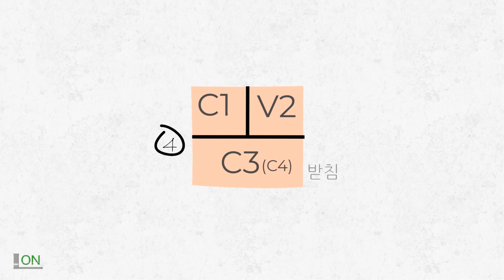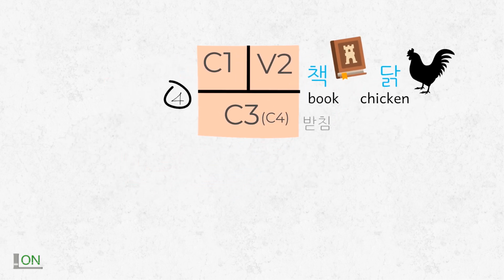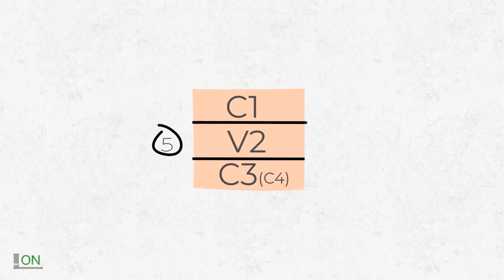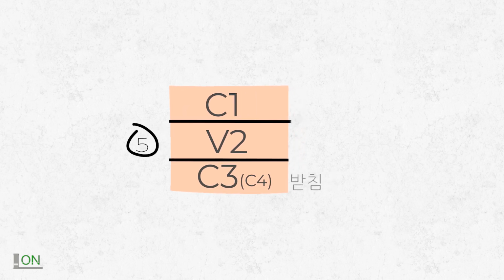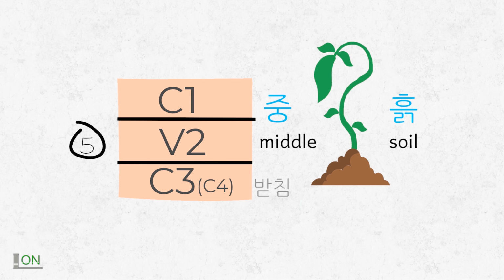So now let's look at some examples. 책 means book. 닭 means chicken. Let's look at the fifth block. On the top you can see C1, below it you can see V2, and below it you can see C3, and in brackets C4. The example of this block can be the word 중, which means middle, and 흙, which means soil.